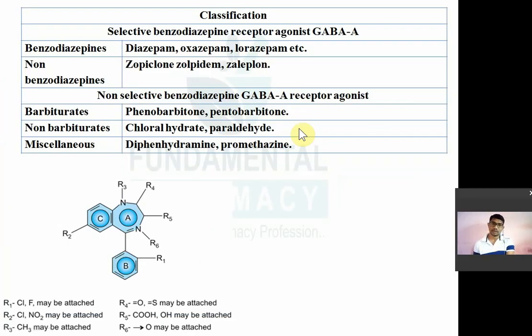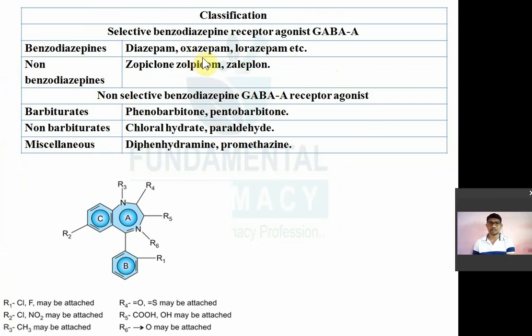Again, I would like to repeat. Sedative hypnotics are classified into two categories. First one is the selective benzodiazepine receptor agonist, that is GABA A receptor agonist. And the second class is the non-selective benzodiazepine GABA A receptor agonist. In the first class you have benzodiazepine and non-benzodiazepine.